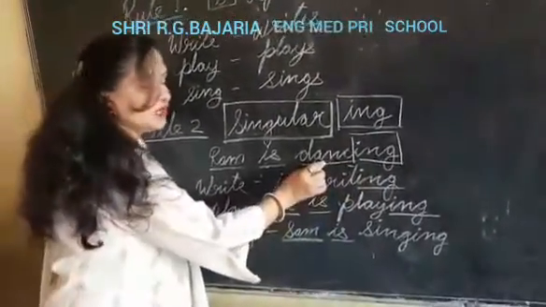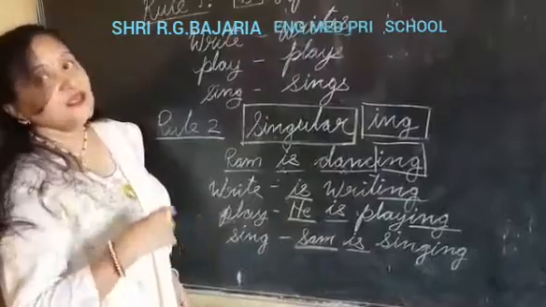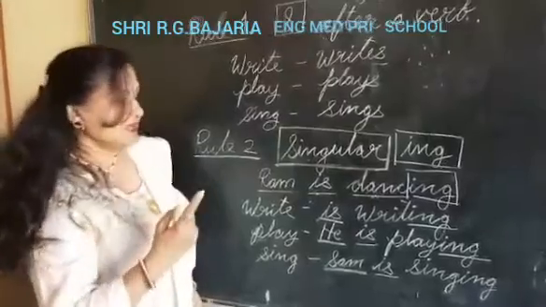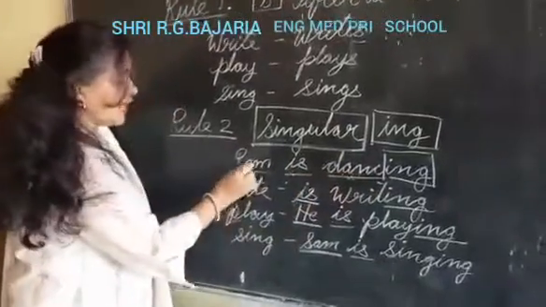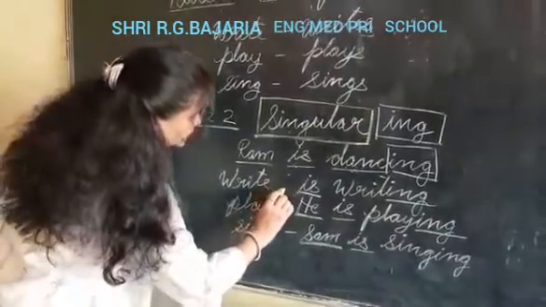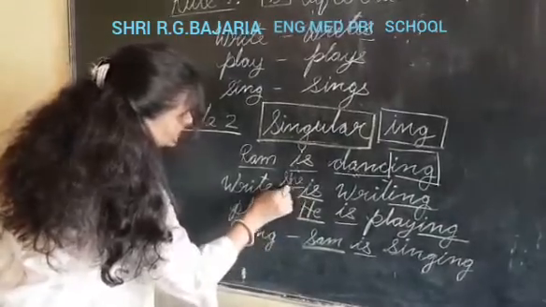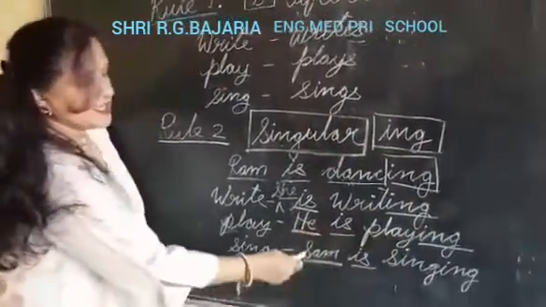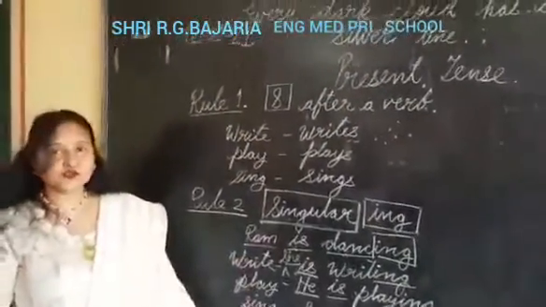Ing is added to the same word when the word ends. Dance, dancing. Sing, singing. Act, acting. Play, playing. Is writing, is dancing. But for this, our noun should be singular. Here I would like to write, she is writing. So here my she becomes a noun. She is writing. He is playing. Sam is singing. I hope I have made this clear to you.